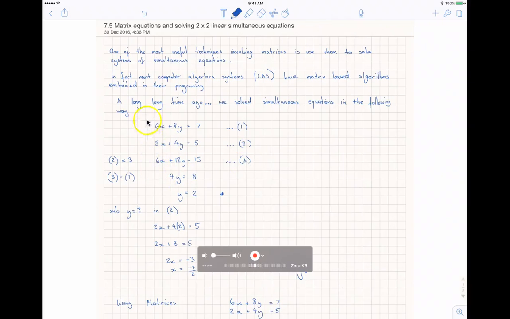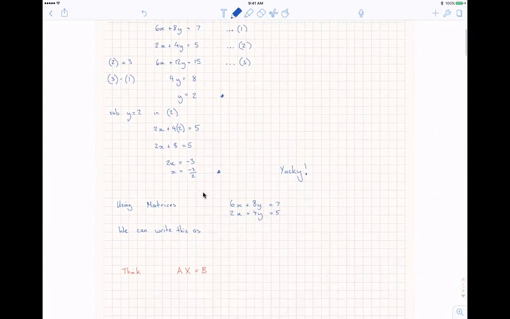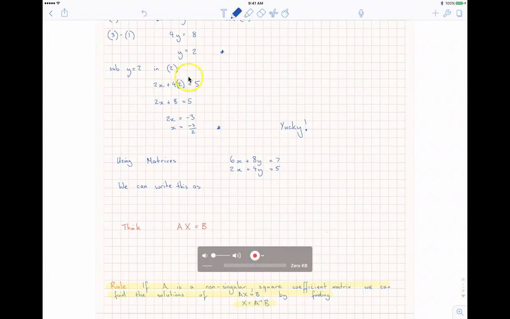Once we've got the coefficients of x the same, we then take equation 3 minus equation 1, taking away like terms, and we'd end up with 4y equals 8. Dividing both sides by 4, we'd find y equals 2. Once we had y equals 2, then we'd make a substitution into 2. Substituting y equals 2 into 2, we'd get 2x plus 4 times 2 equals 5. Solving that equation for x, we'd find that x is minus 3/2. So we'd finally find the coordinates of the intersection of those two lines.